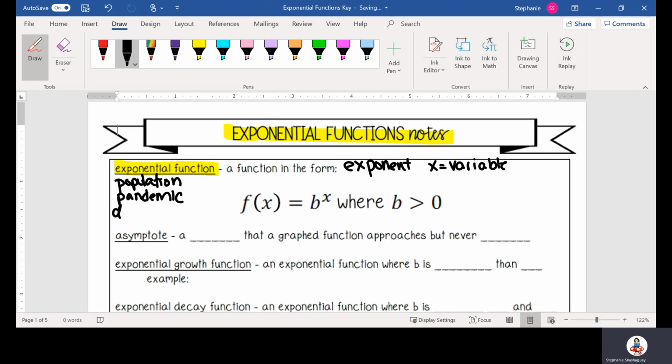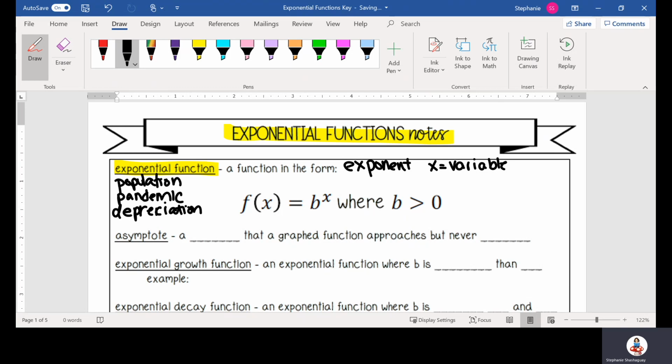Like if you ever hear your parents talk about their car being worth less today than it was when they bought it brand new, that's because of depreciation, and that is an exponential function. So there are a lot of real-world applications when it comes to exponential functions.